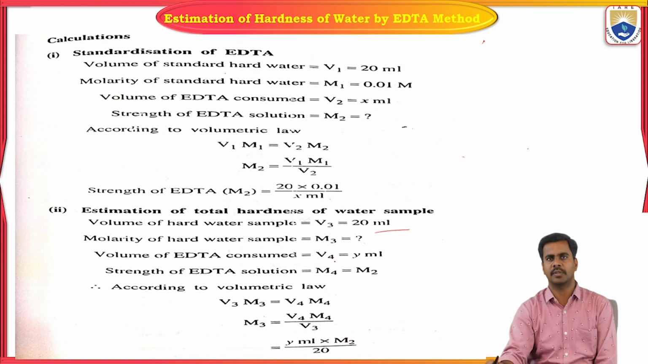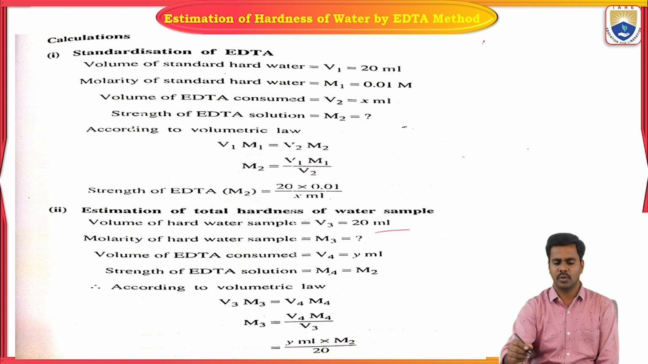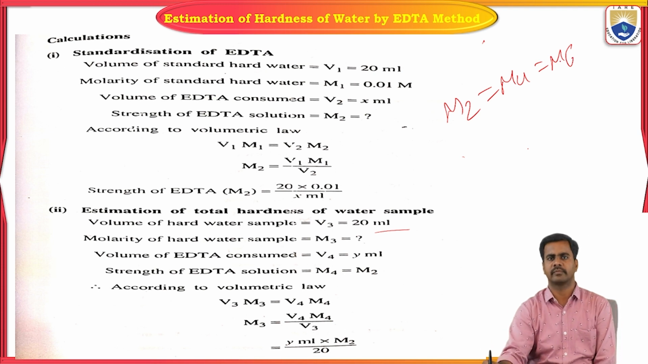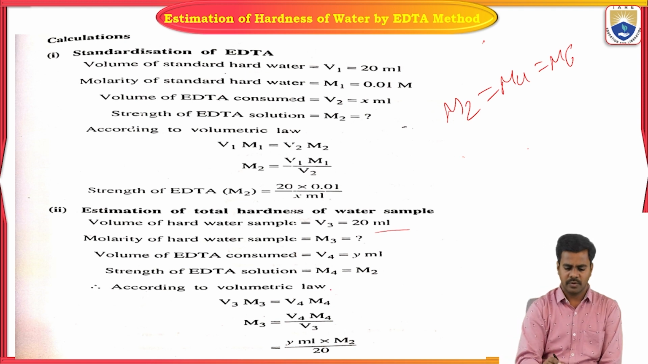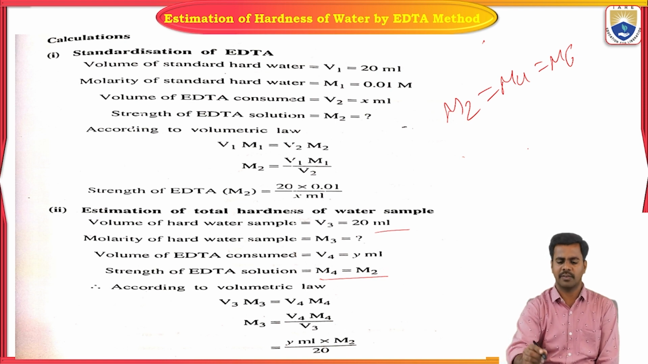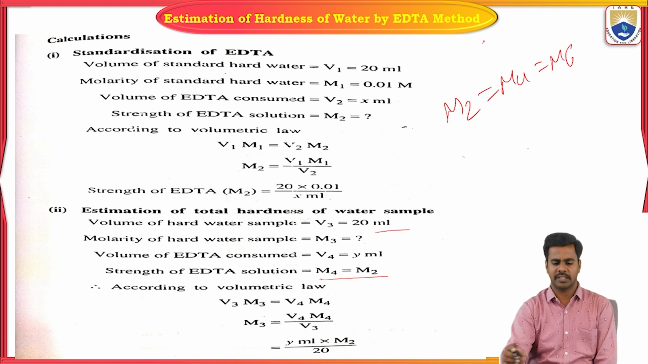The volume of EDTA is V4, which is the endpoint of the titration. The strength of EDTA is M4. So M2 is equal to M4 is equal to M6. Why? Because we have already determined the strength of EDTA in the first step, in the standardization step.